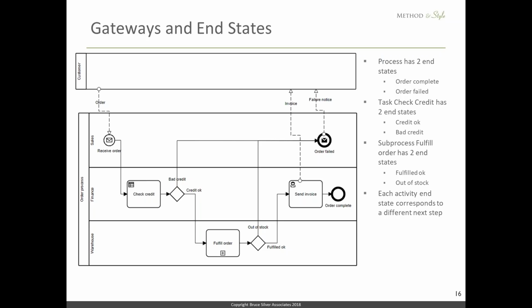So each activity with multiple end states is followed by a gateway that splits the flow depending on which end state. So the number of end states in an activity is really the number of different next steps. So it says two different next steps, and you can go to the end or it can go to fulfill order. So this is a convention of method and style.